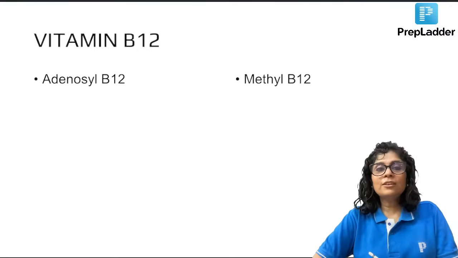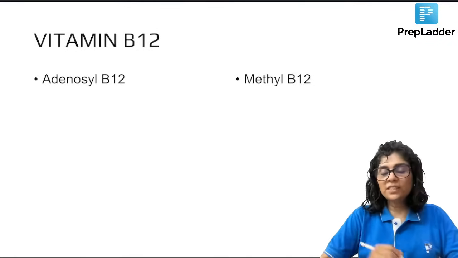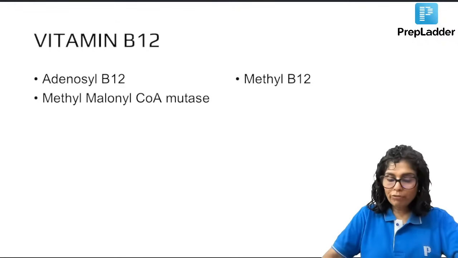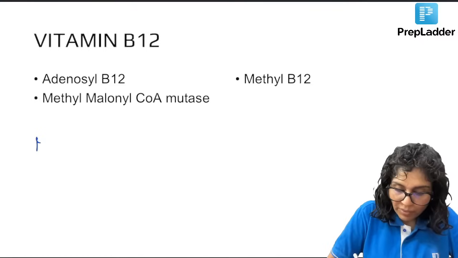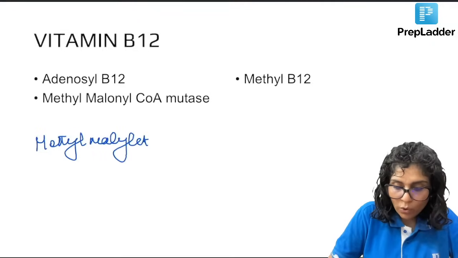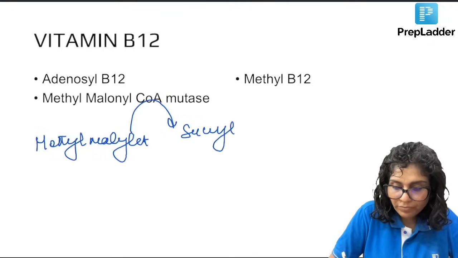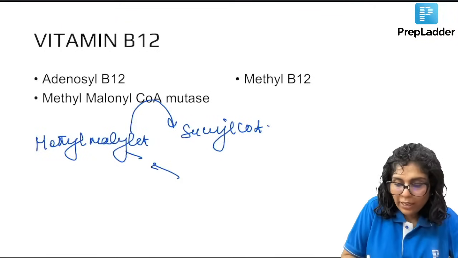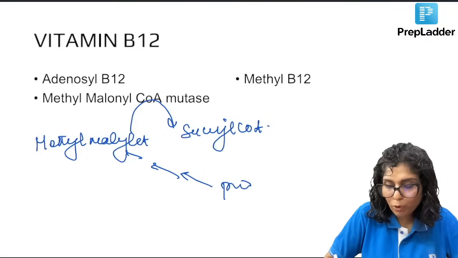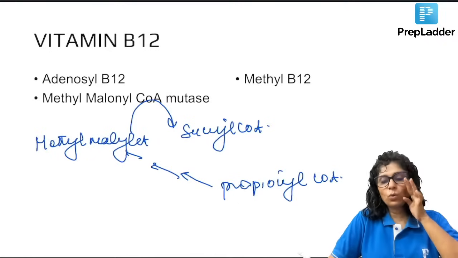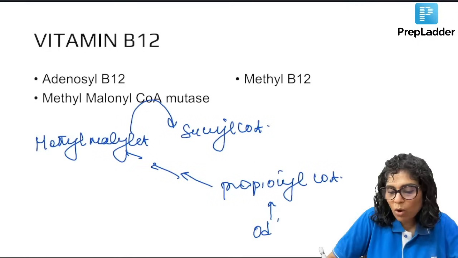Adenosyl B12 acts as a coenzyme for only one enzyme, which is methylmalonyl-CoA mutase. Now, what is the role of methylmalonyl-CoA mutase? Methylmalonyl-CoA mutase converts methylmalonyl-CoA to succinyl-CoA. From where do we get methylmalonyl-CoA? You get methylmalonyl-CoA from propionyl-CoA. From where do you get propionyl-CoA? You get propionyl-CoA from odd chain fatty acid oxidation.